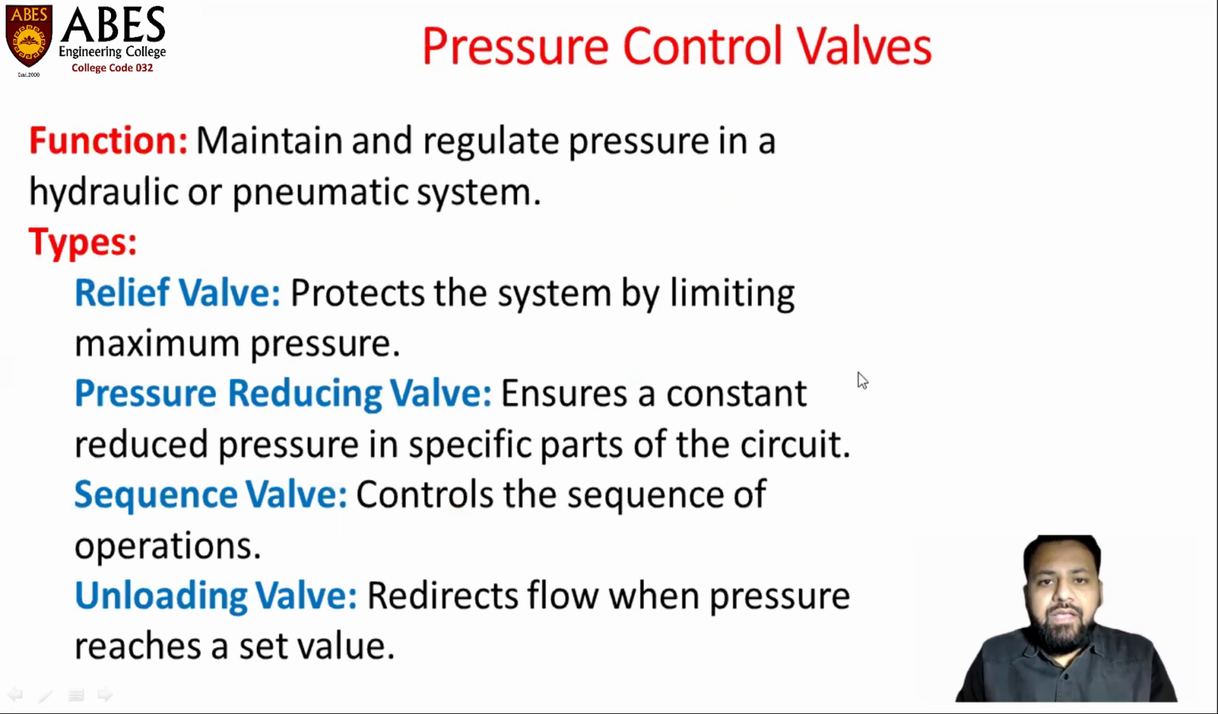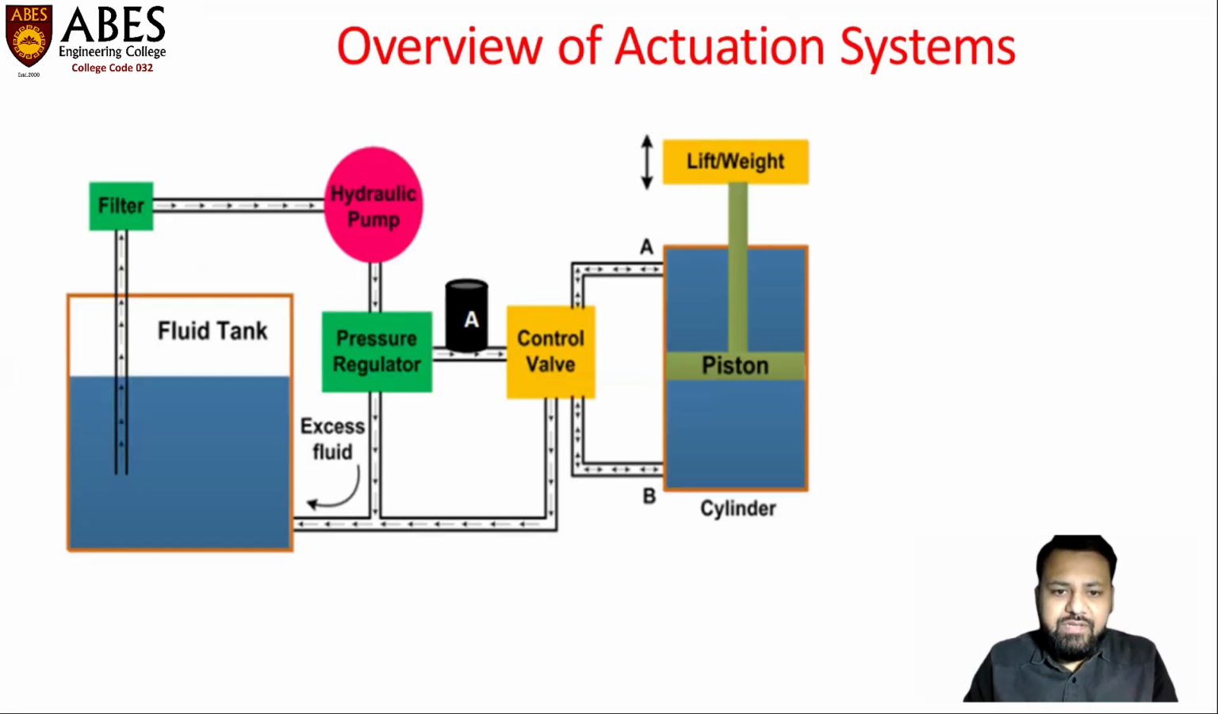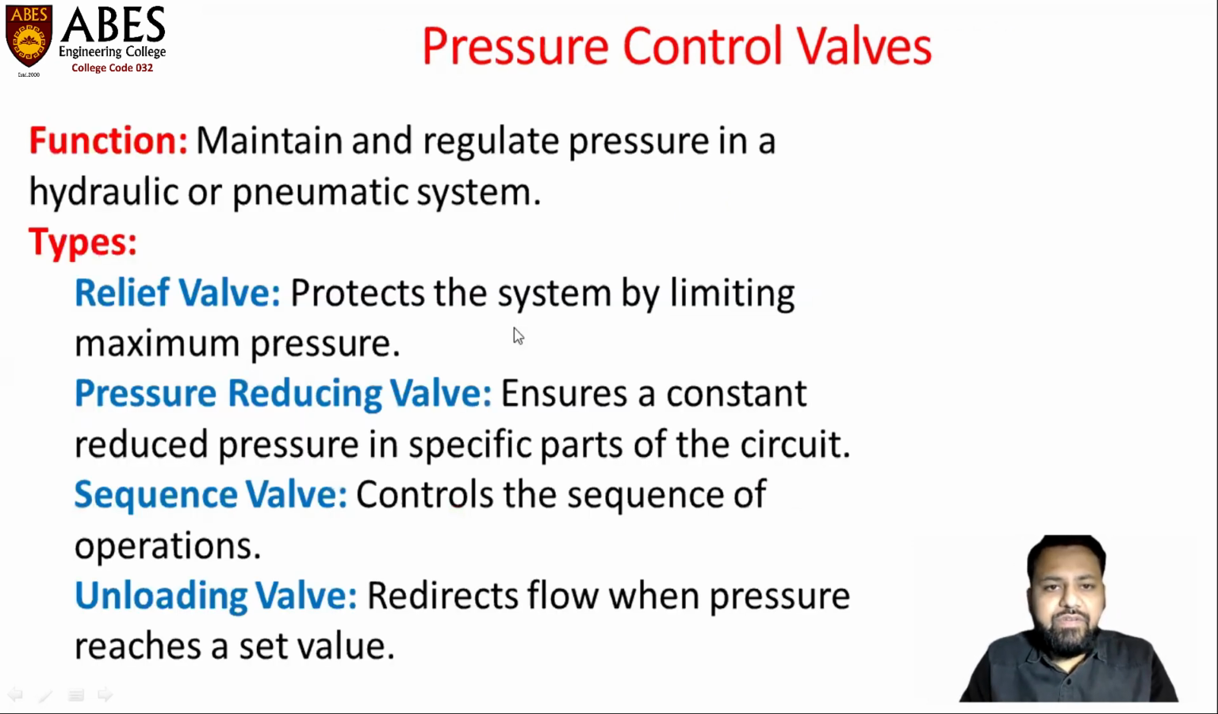Then in the block diagram, we have seen that many kinds of control valves are there. Basically, we will study two types of control valve. One is the pressure control valve. The function of the pressure control valve is to maintain and regulate the pressure in a hydraulic or pneumatic actuation system. Various kinds of pressure control valve are there. The first one is the relief valve, which can protect the system by limiting the maximum pressure. Suppose in our system the pressure exceeds a particular limit, then these valves will open and release the pressure of the fluid. Then the second one is the pressure reducing valve.